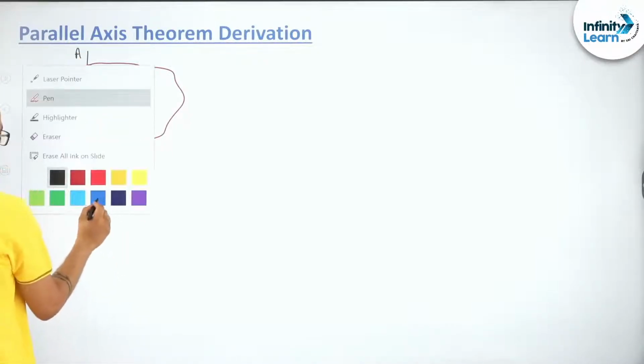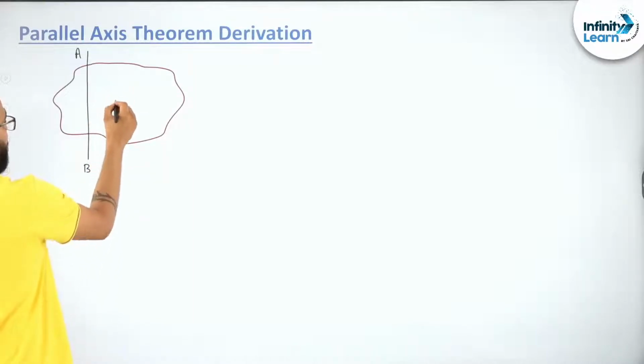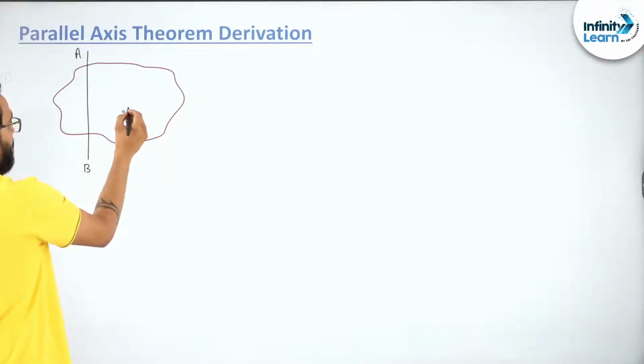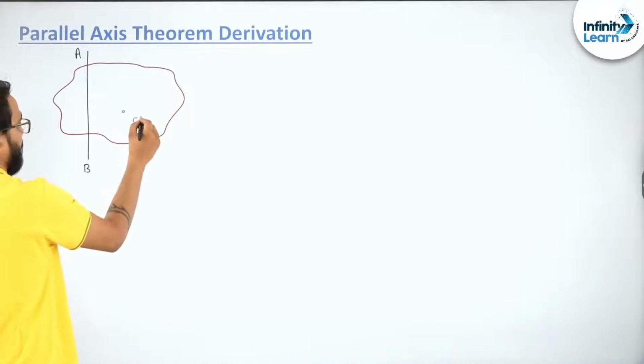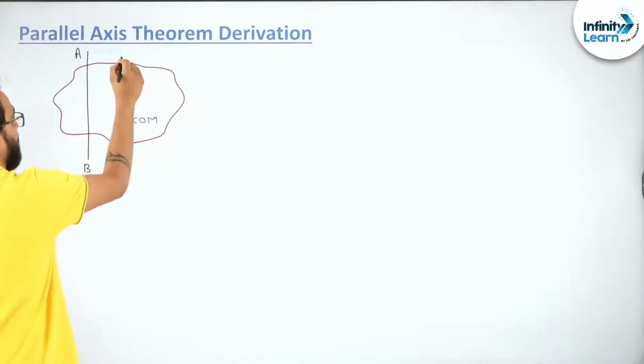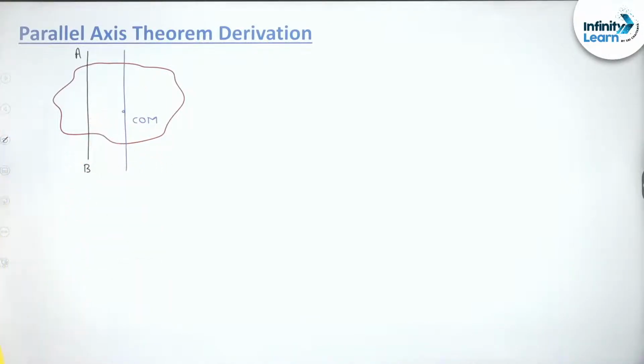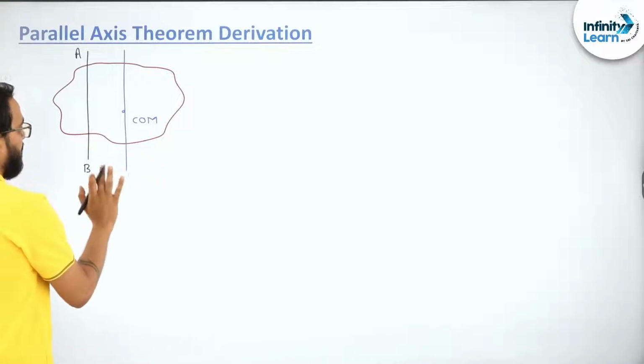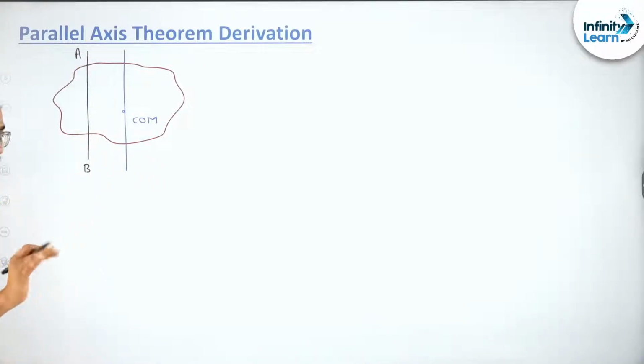So let's figure out where is the center of mass. You will say, sir, this is the center of mass. Let's draw an axis parallel to axis AB passing through the center of mass. Let's say moment of inertia about this is ICOM, and moment of inertia about this will be IAB, right?